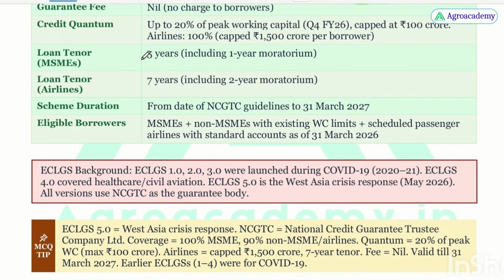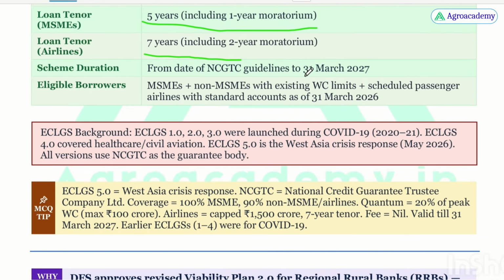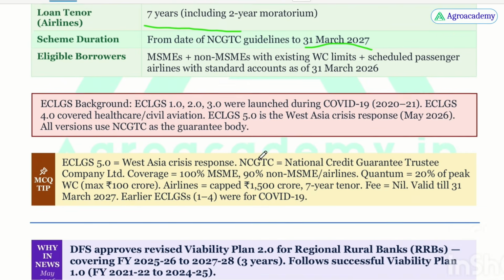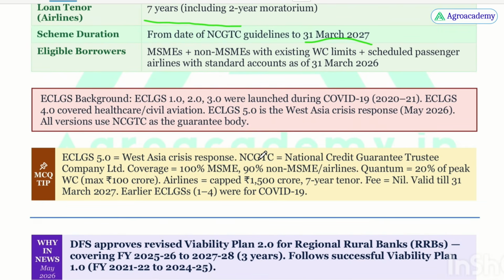Loan tenure for MSMEs is 5 years, including 1 year of moratorium. For the airline sector, it is 7 years. The last date is 31st May 2027. The eligible borrowers are MSMEs and non-MSMEs with existing WCA limits, and scheduled passenger airlines also. They can also avail this loan.